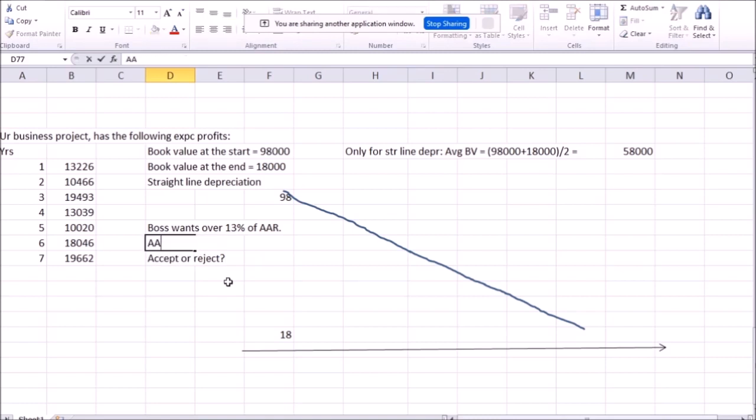And first is how much is the average accounting return? So let's have average net profits equals average. These are the net profits. By the way, I forgot to name this column. Let's call these net income. Profits or net income. So average accounting return is going to be equal to this divided by this. That's 25.6%. That's greater than 13%. Strictly greater because boss wants over. Hence, accept. Right?